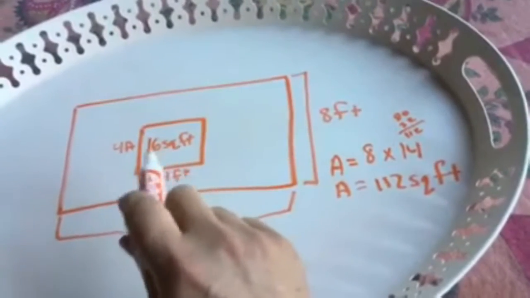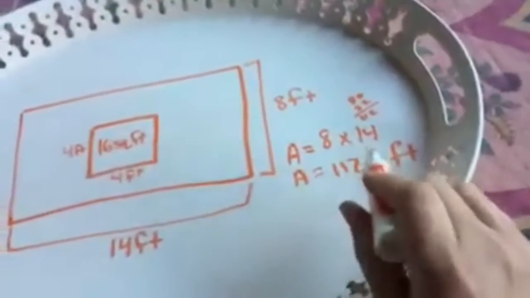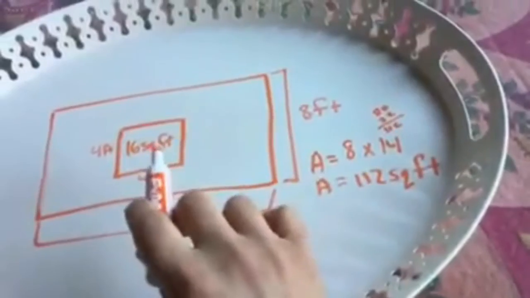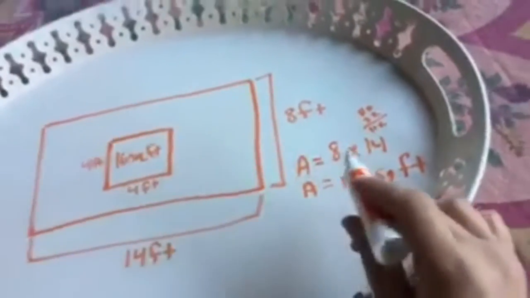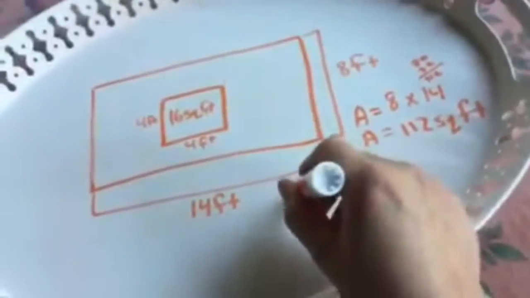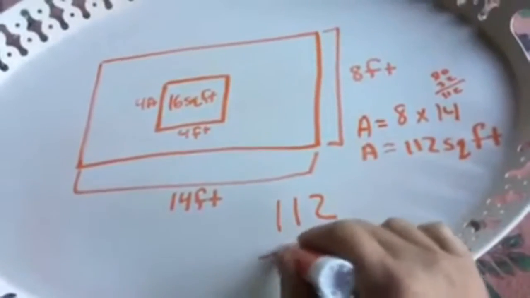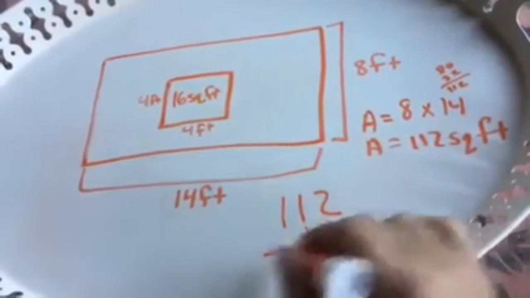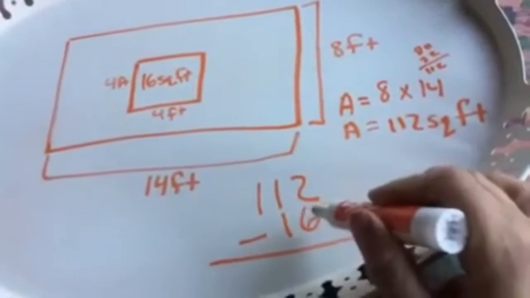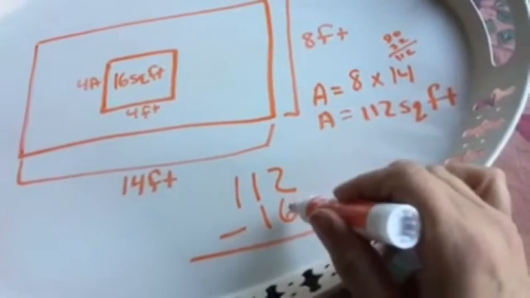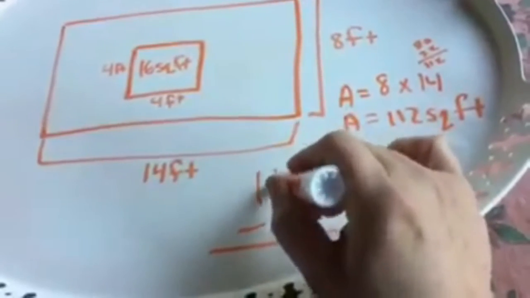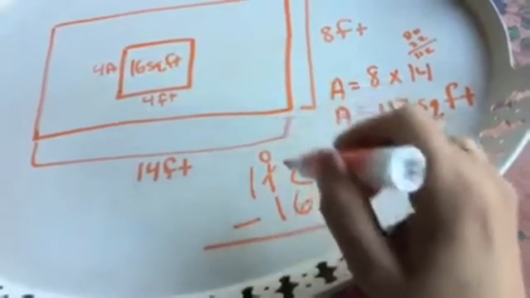I have to take this square footage away from my total square footage because I don't need fancy wallpaper for that window. So I'm going to go over here and do a little bit of subtraction. I'm going to take 112 and subtract 16. And when I do that, I discover, oh no, I can't take 6 from 2. I'm going to borrow this 10, which makes it a 0. I'm not going to panic about that yet.